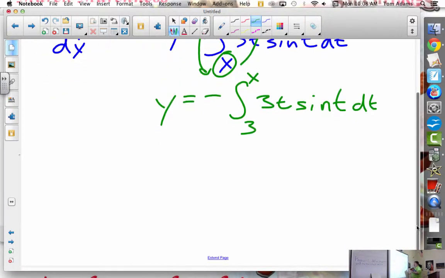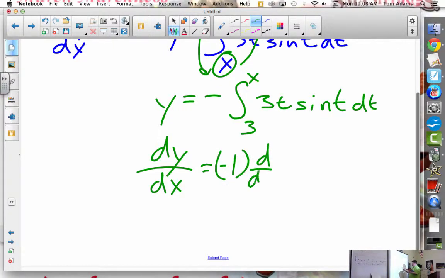Now I just want to take the derivative. So dy/dx is the same as, and we're going to toss this -1 to the front and let it linger there for a little while, then I'm going to say d/dx of the integral from 3 to x of t sine of t dt.